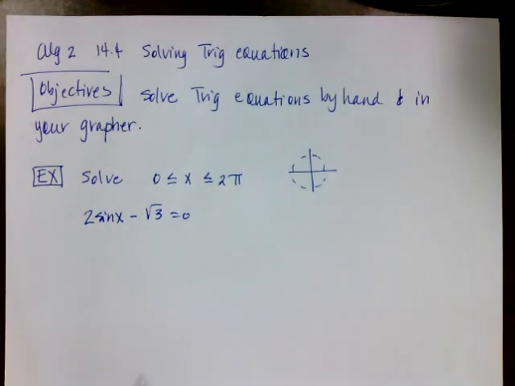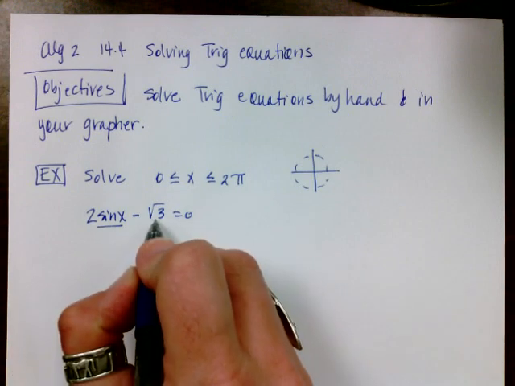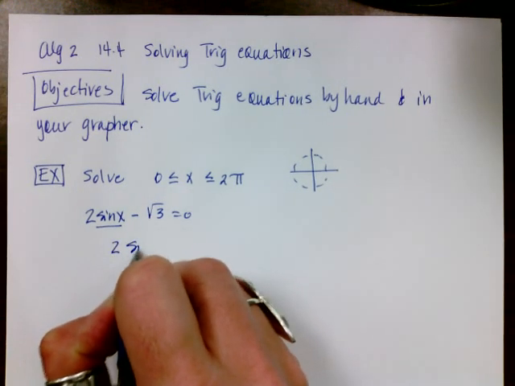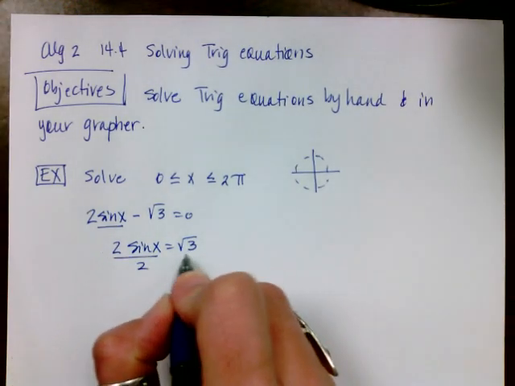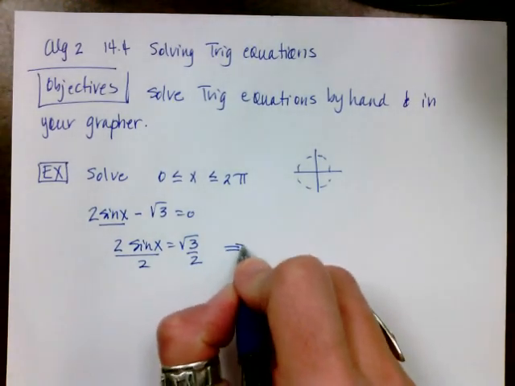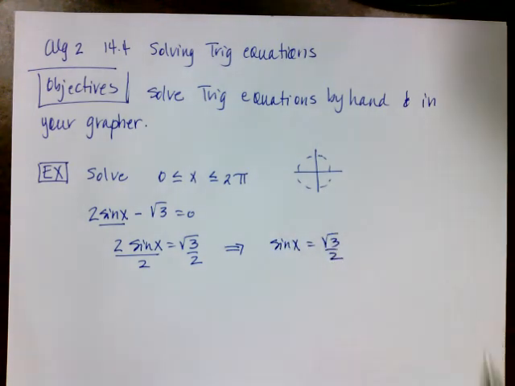So just like regular equations, the first thing that I'm going to try to do is isolate the sine of x. So I'm going to take the radical 3 to the other side. So I'm going to have 2 sine x is equal to radical 3. Then I'm going to divide both sides by 2. And then I'm going to get the sine of x is equal to radical 3 over 2.